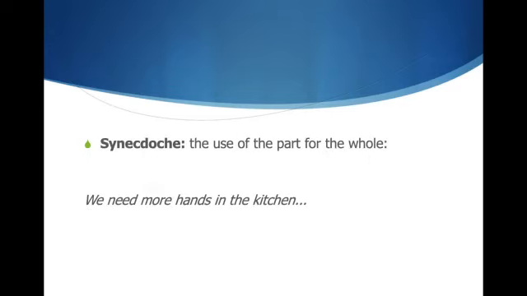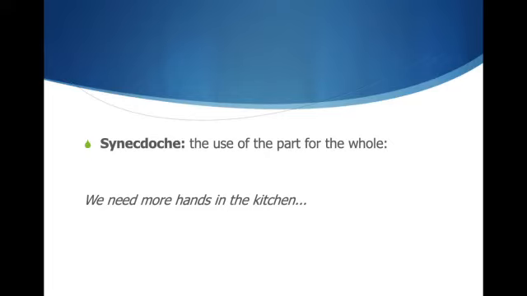The next rhetorical device is a synecdoche, and that is using a part for the whole. A lot of times students like to think a little bit in the way of a stereotype here. For a synecdoche, you might say, "We need more hands in the kitchen." Well, here we need more people to work in the kitchen by using their hands.